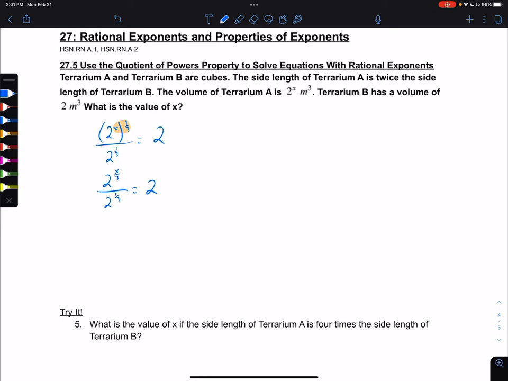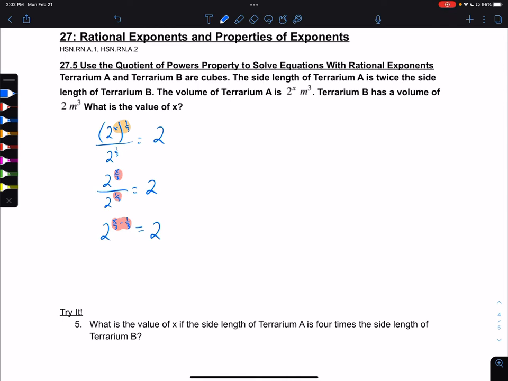Now in a problem like this, here we're looking at the quotient of powers property. So we're dividing our bases, right? We have 2 divided by 2, and then there's exponents. What you're allowed to do is, when you're dividing your bases, you're going to subtract your exponents. So we'd have x over 3 minus 1 over 3. So these two here are being subtracted. And then this would be equal to 2.